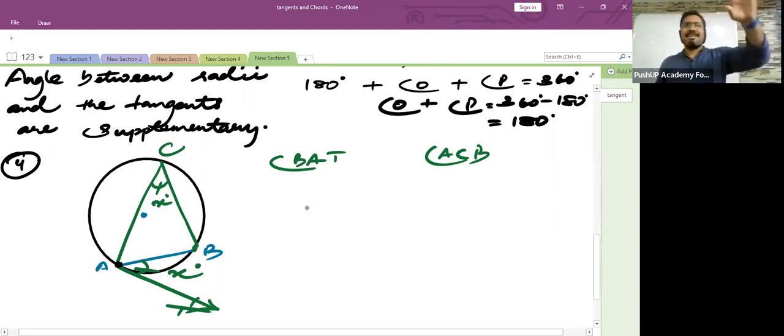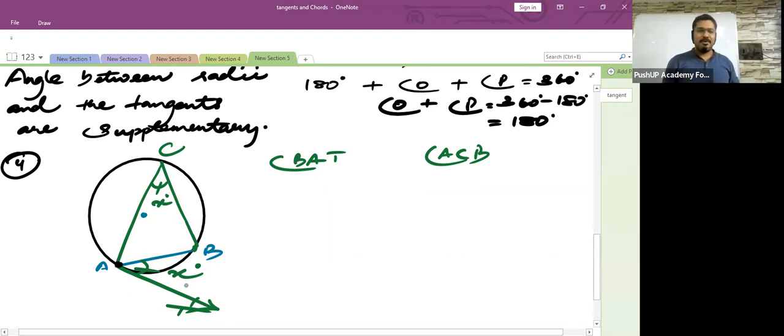All right. Coming back into the business, I'll repeat it, okay? Now keep your mind open to receive. Children, what is angle BAT? Angle BAT is the angle created between the chord AB and the tangent AT.